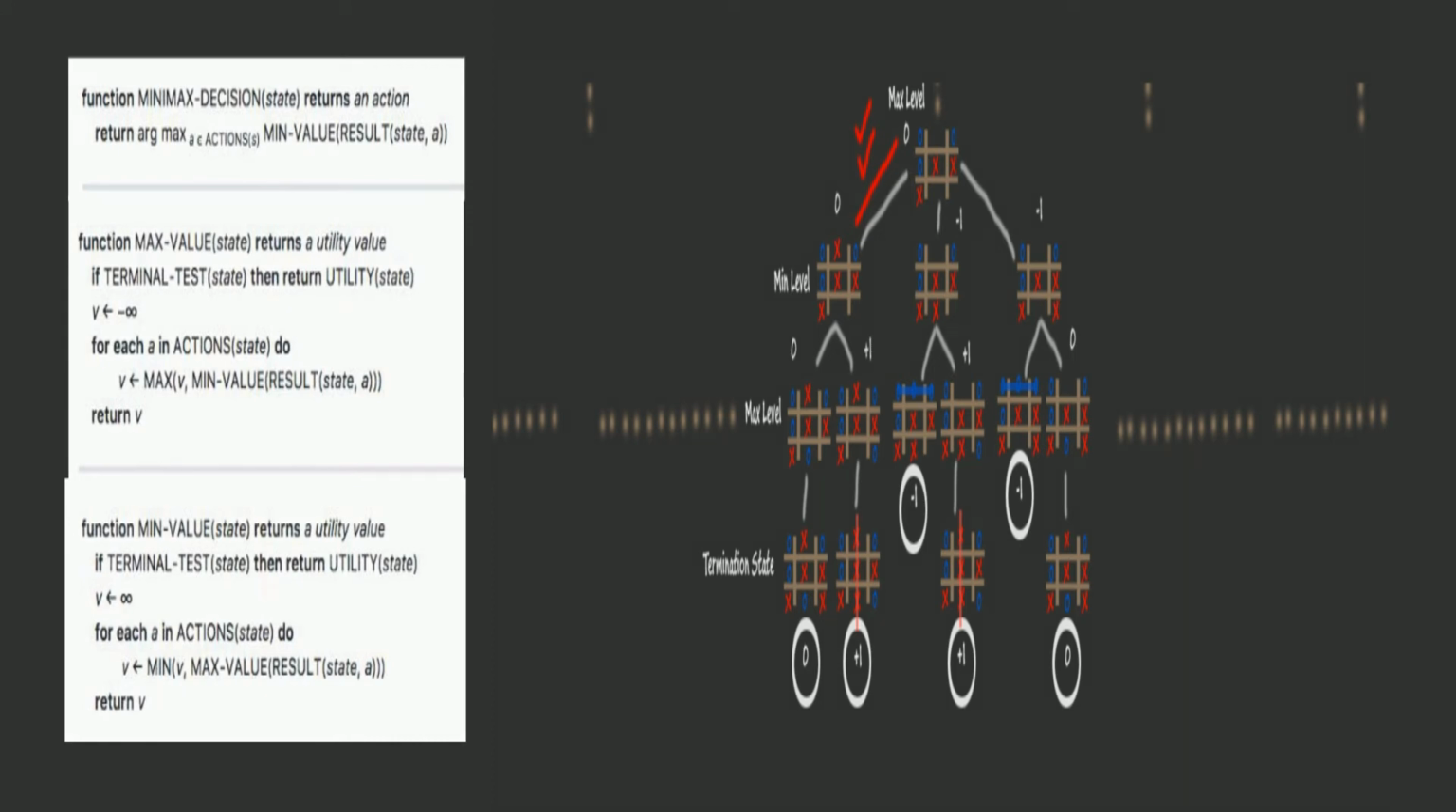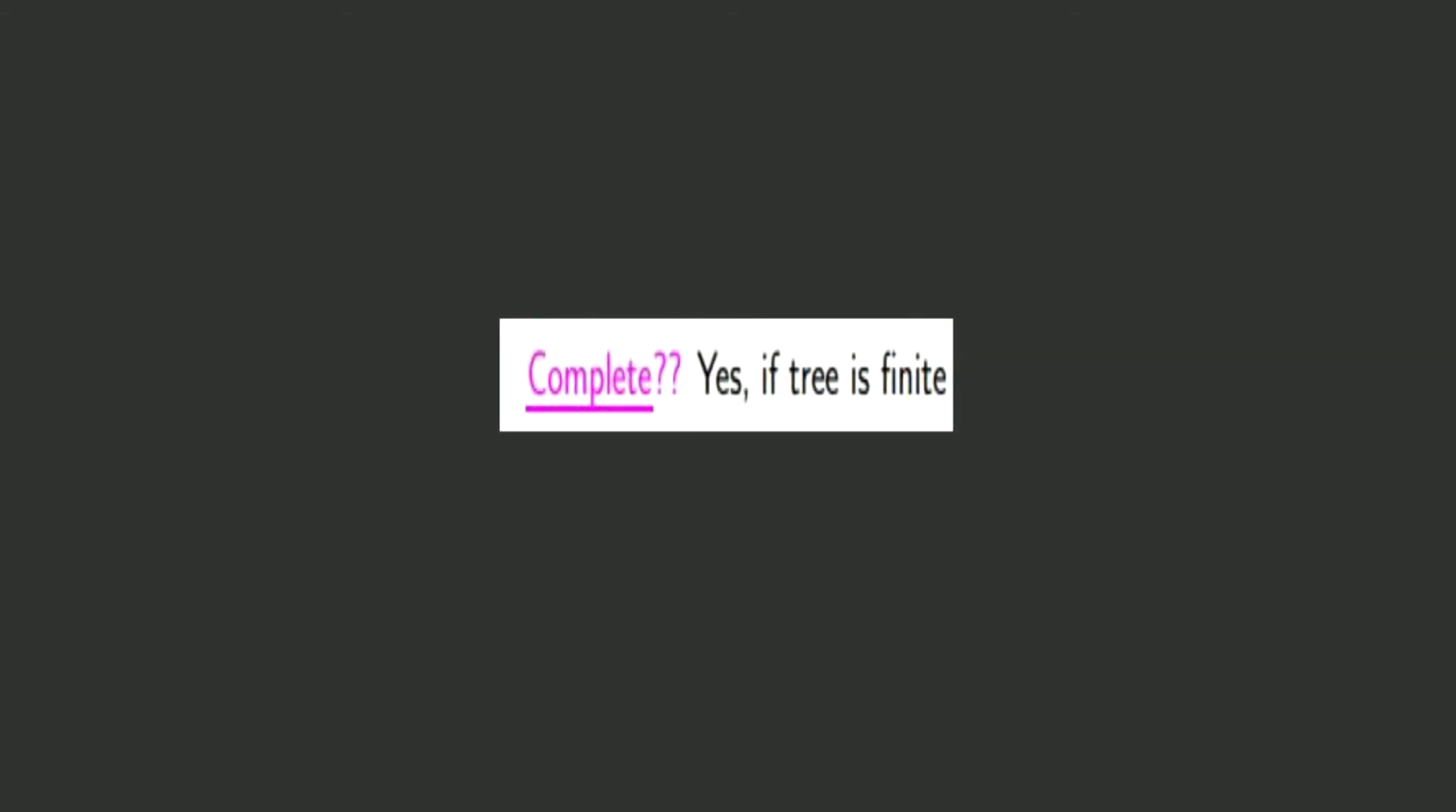Now it's time to talk about the algorithm performance. First of all, is it a complete algorithm? And the answer is yes, it is. It can find a solution if there's a solution, and the tree is finite. The second question, is it optimal? And the answer is also yes. It finds the optimal move against the optimal opponent.